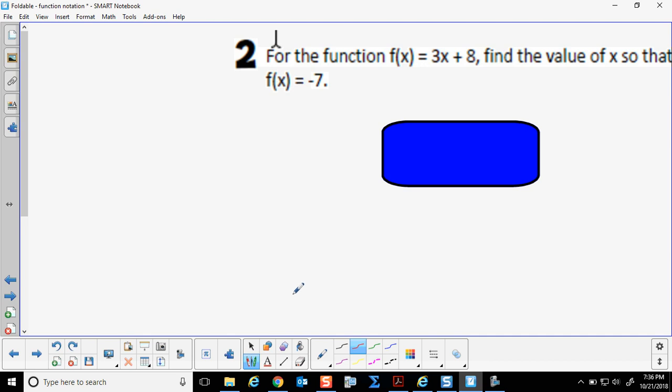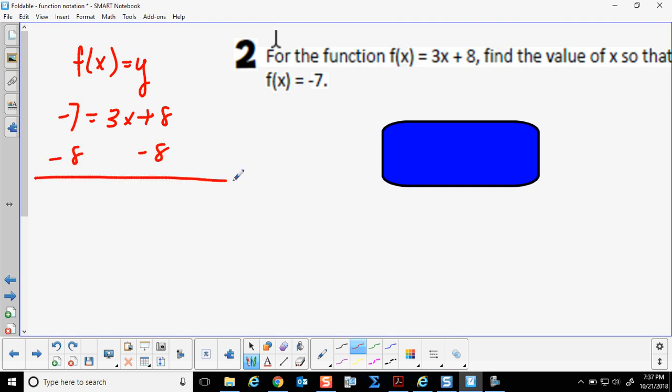For the function f of x equals 3x plus 8, find the value of x so that f of x is equal to negative 7. Working with function notation, remember that f of x is equal to y. So they gave us the y is negative 7. So negative 7 is equal to 3x plus 8. So x is equal to negative 5. So f of negative 5 is equal to negative 7.